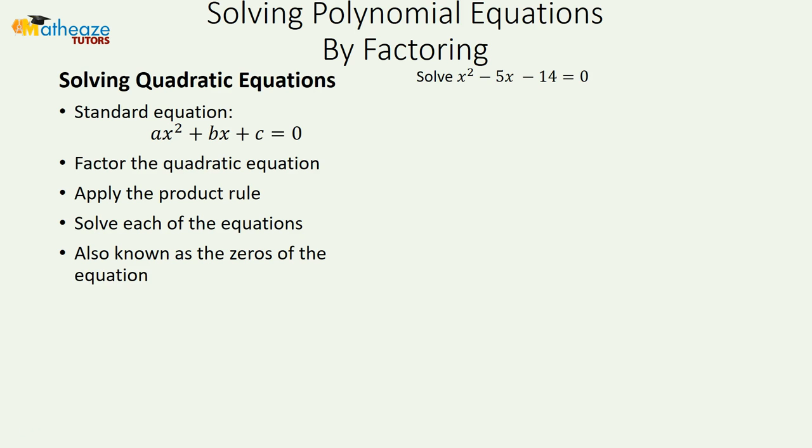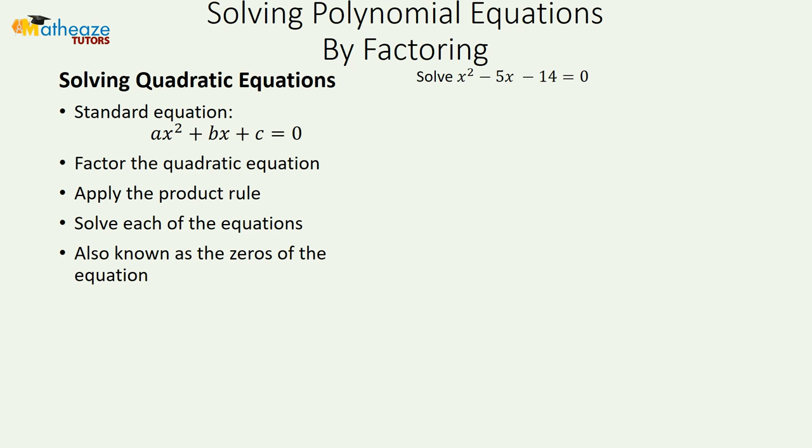So quadratic equations have this format: ax squared plus bx plus c equal to 0. Now to solve the quadratic equation, we will factor the quadratic equation and then we'll apply the product rule, and I'll show you what all of that means, and the result we get would be the zeros of the equation. So let's look at solving the quadratic first.